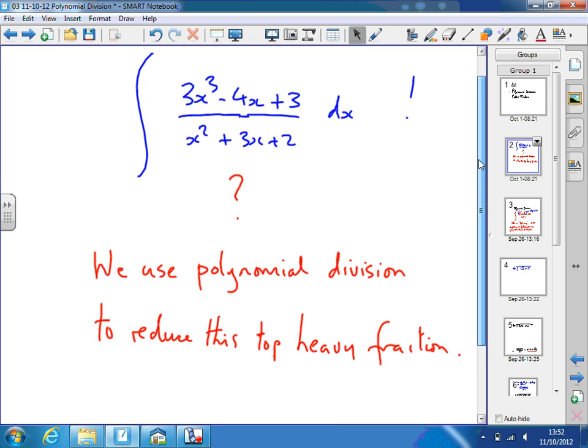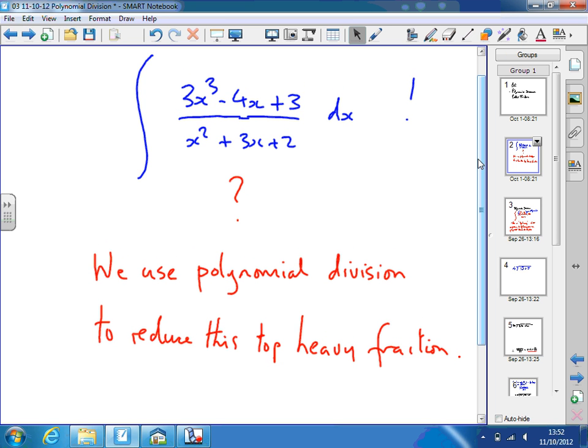So the question is, first of all, we need to recognise that that is a fraction, which it is, isn't it? Because it's one term over another one. And the second thing we need to recognise is that it's top-heavy. What makes that top-heavy? Cubed on the top and squared underneath. If the highest power of x, which makes that top term a cubic, is higher than the highest term in the bottom, which is a quadratic because it's x squared, then it's top-heavy. And we can do this polynomial division to reduce it and then turn it into something that we can integrate.